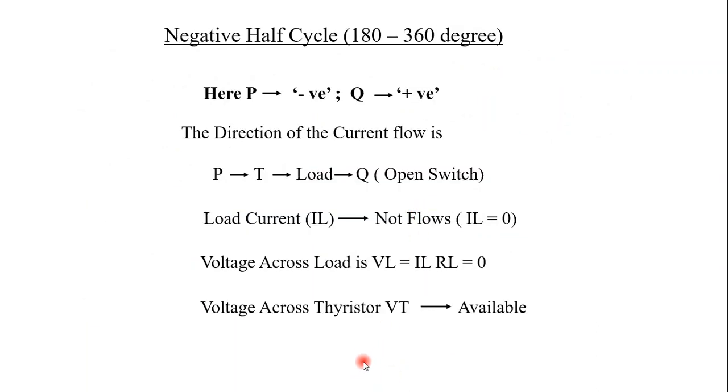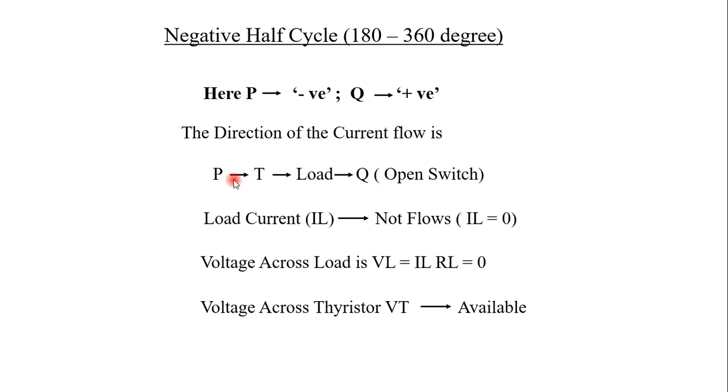Next, negative half cycle operation. Here negative half cycle we know is 180 degree to 360 degree. Here the only change is that P is given negative supply and Q is given positive supply. The direction of the current flow is: P is negative, and P's negative terminal is connected to the thyristor's anode. Anode is a positive terminal.